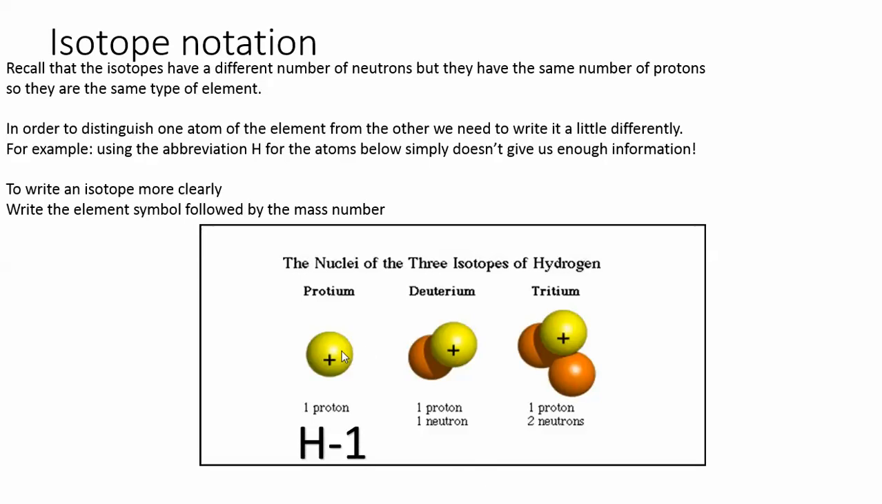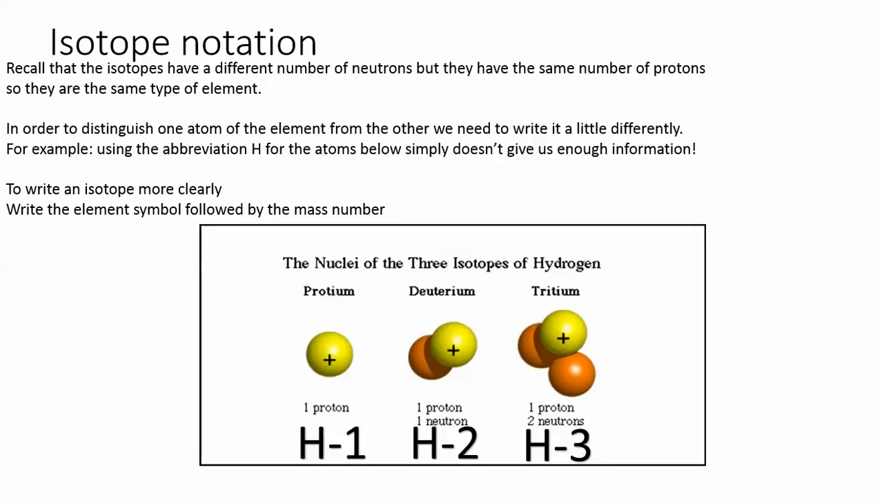There are no neutrons, so my isotope notation for this would be H1, the element symbol and the mass number, 1. Here I have 2 particles, so the mass number would be 2, so it would be H2. Here I have 3 particles, 2 neutrons, 1 proton, so my mass number would be 3, so the isotope notation would be H3. Okay, you're used to getting this notation and going backwards.